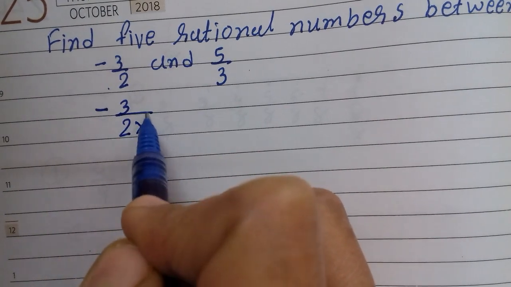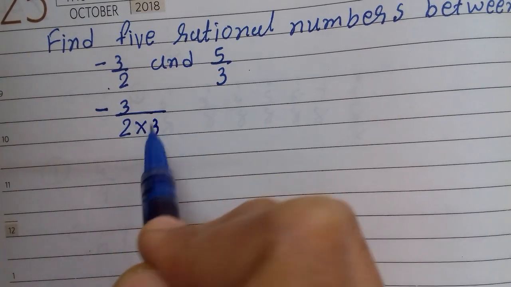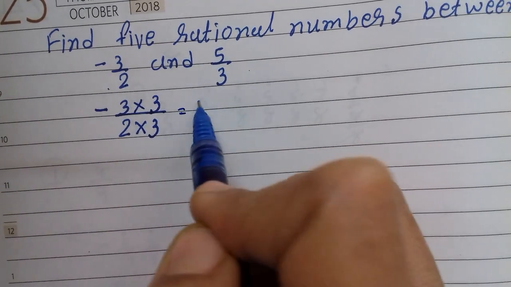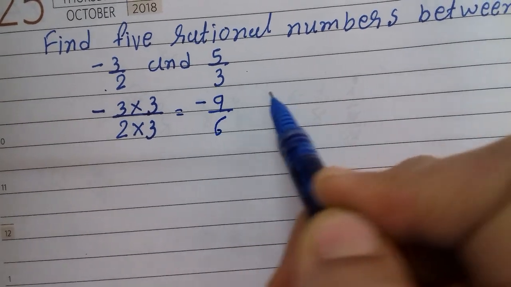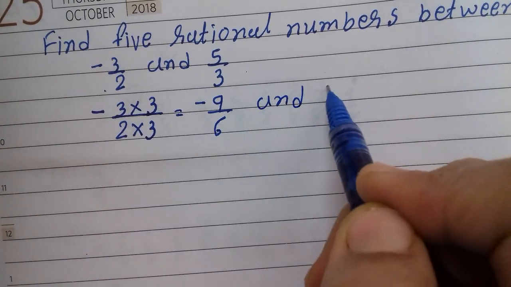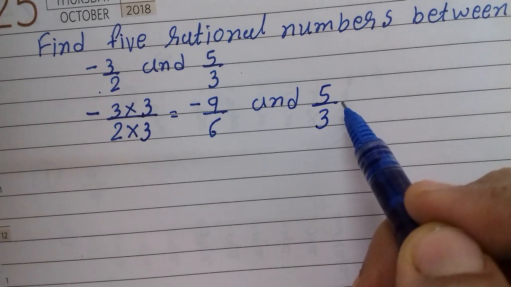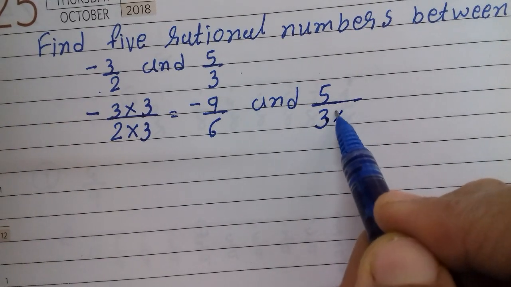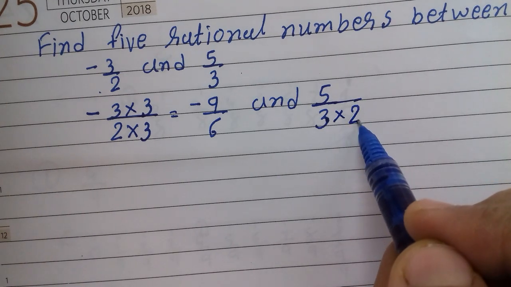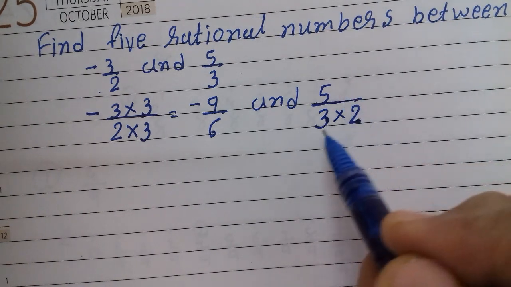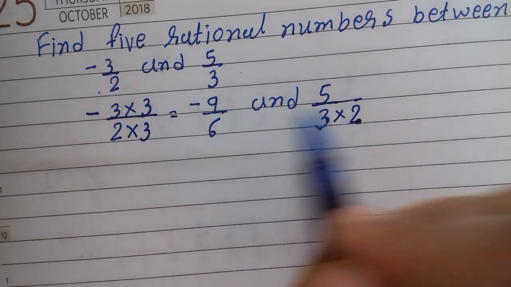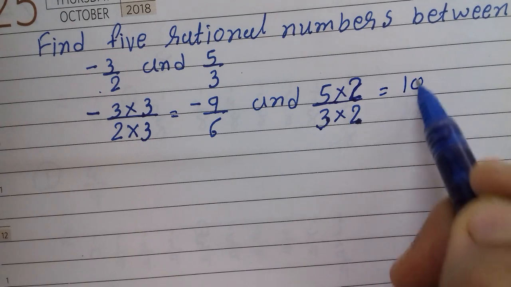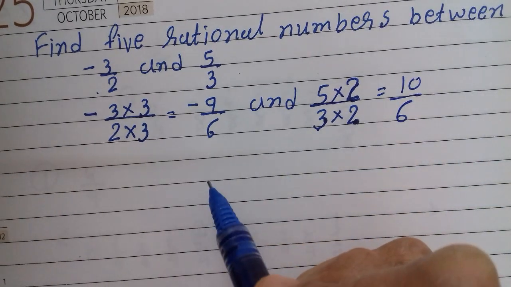-3/2. Multiply 2 by 3. Here -3 multiplied by 3 is equal to -9/6. And 5/3. Here multiply 3, the denominator, by 2 to get the denominator 6, which is equal to 10/6.